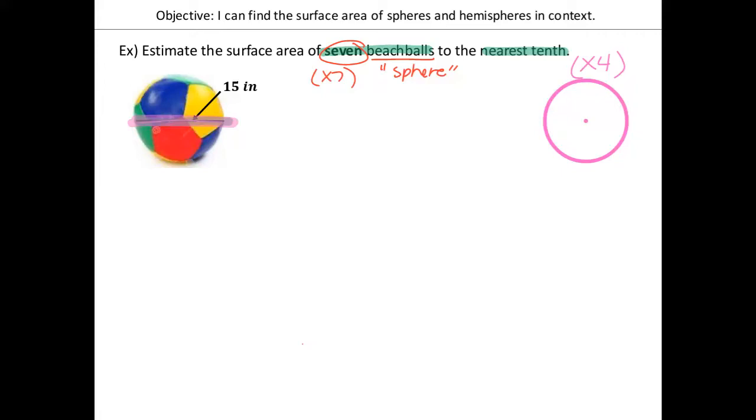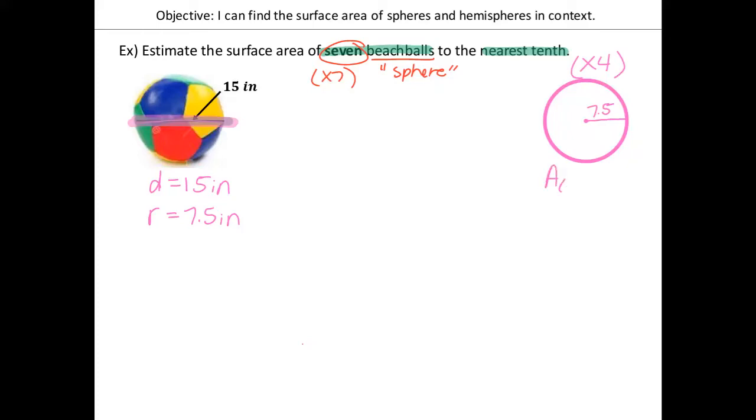So we have that bolded line in the middle. What is that called? The diameter or the radius? Diameter is 15 because it's going all the way across, right? So then what would be our radius in this example? 7.5. Good, because we have to cut it in half, right? So then I know that my radius from here to here is 7.5.